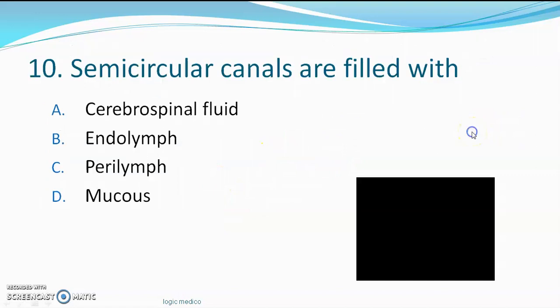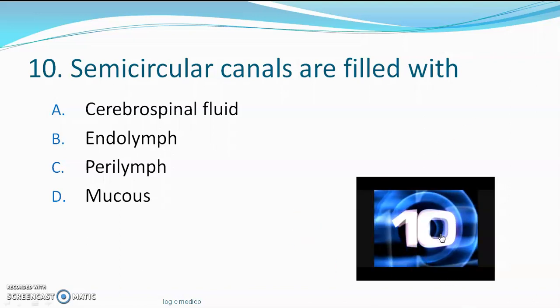Next question. Semicircular canals are filled with. Options are cerebrospinal fluid, endolymph, perilymph, mucus. These are the 4 options. The time starts now.